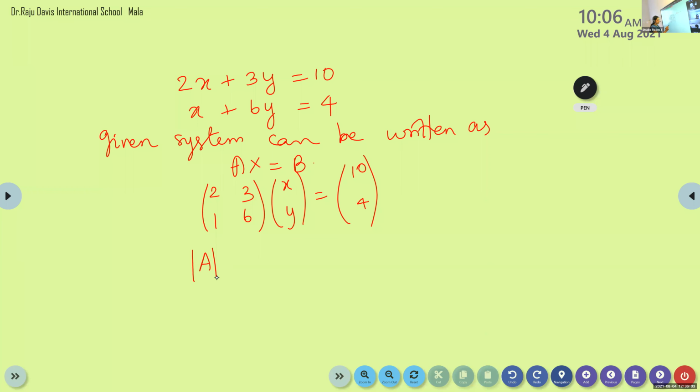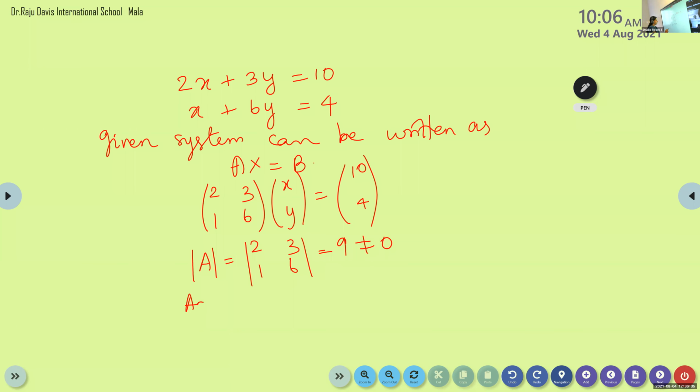You have to find determinant A first. Determinant A is 2, 3, 1, 6. What is determinant A? It is 9, which is not equal to 0. If it is equal to 0, then we can say the inverse does not exist, no solution. Here it is not equal to 0.